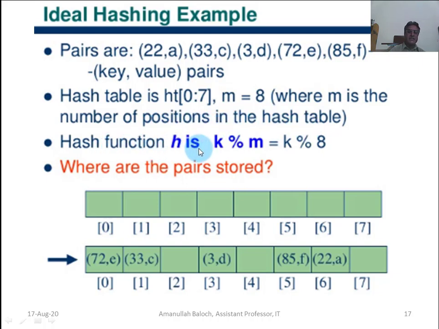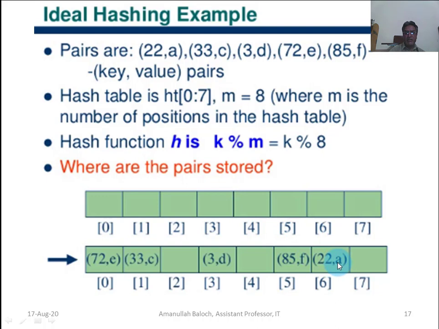The hash function H is k percent M, that is k percent 8. K is 22, and when we divide 22 by 8, 8 twos are 16, and we get 6. It means the record with key 22, that is A, will be stored at location 6.